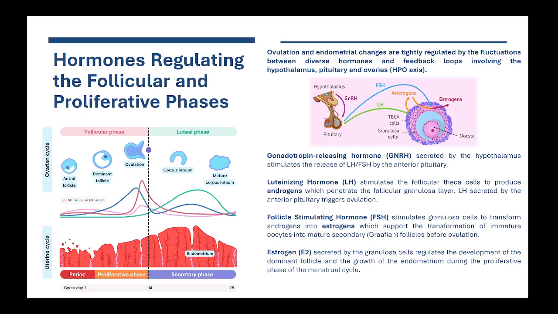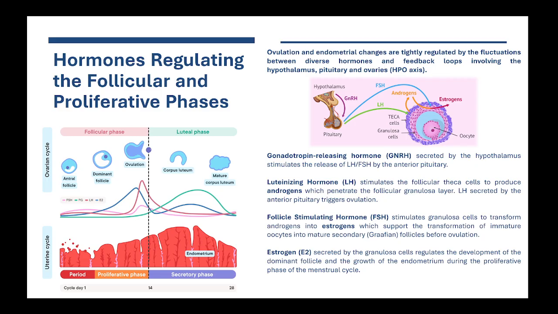Okay, so the ovulatory changes and endometrial changes are tightly regulated by the fluctuations of diverse hormones and feedback loops that involve the hypothalamus, pituitary, and ovaries. This is called the HPO axis. So what happens during the cycles with these hormones and these changes? If we start with the follicular and proliferative phase, what happens?